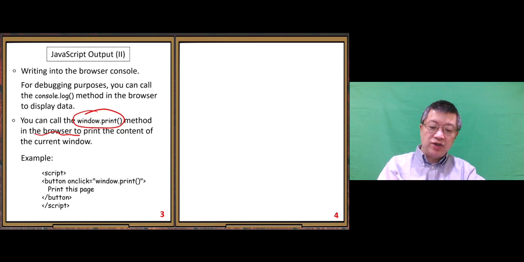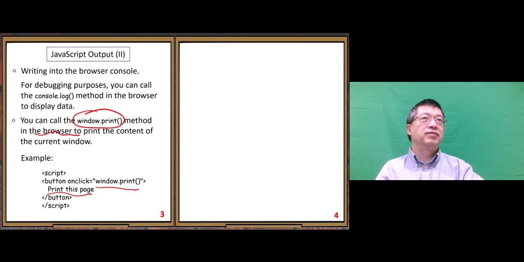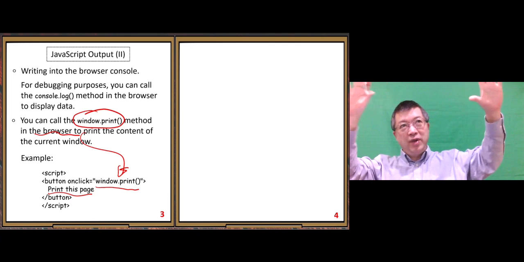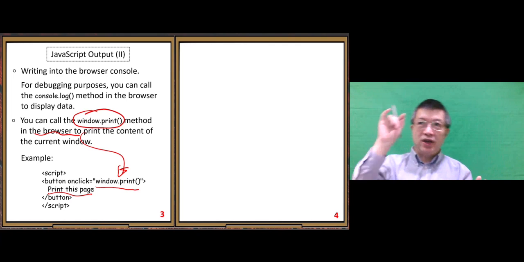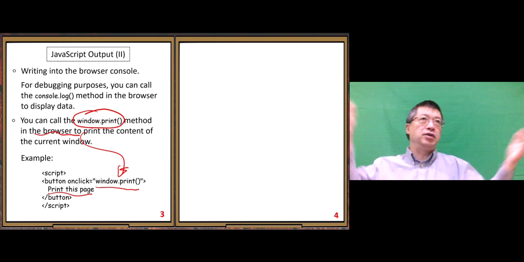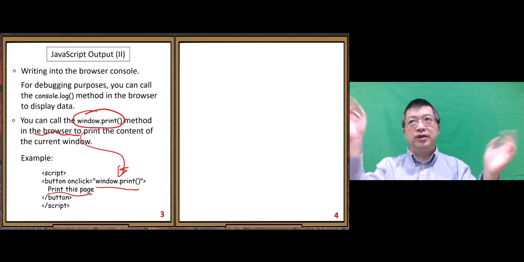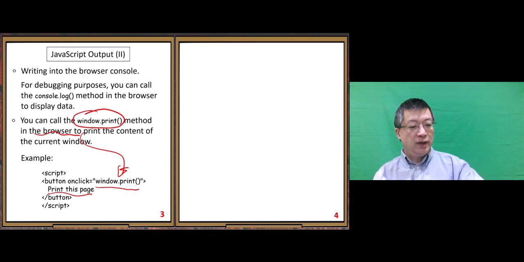So the example is this. When you click a button, we call this method. We know this method comes from the browser. The browser supports it, but for us, it's not important. We just want to see it works. So you can print your current page, whatever the page displays. You click the button, and it prints this page. That's it.